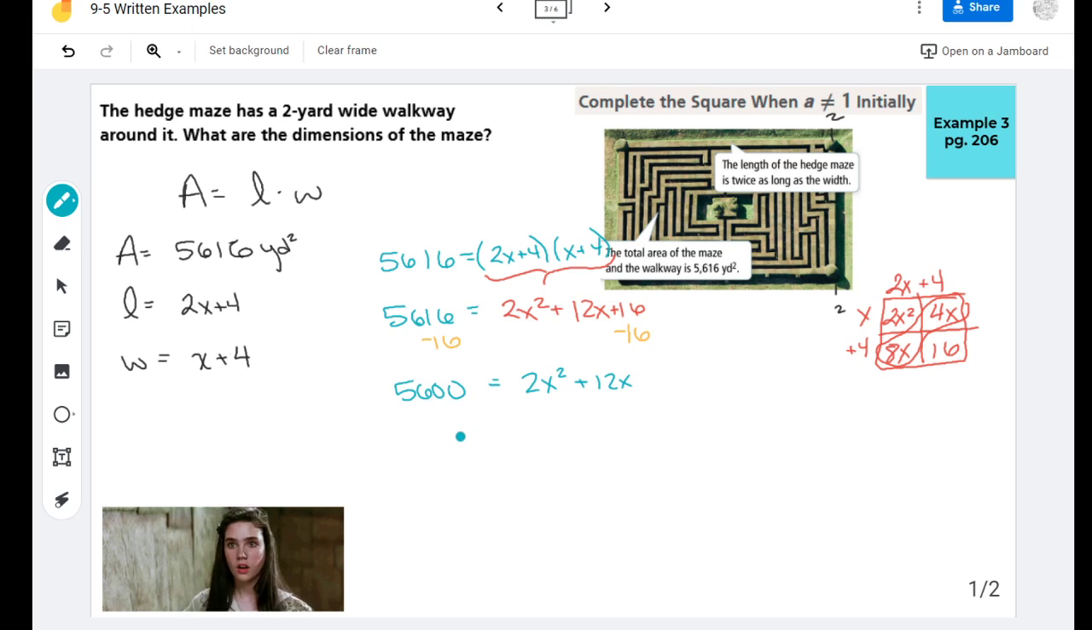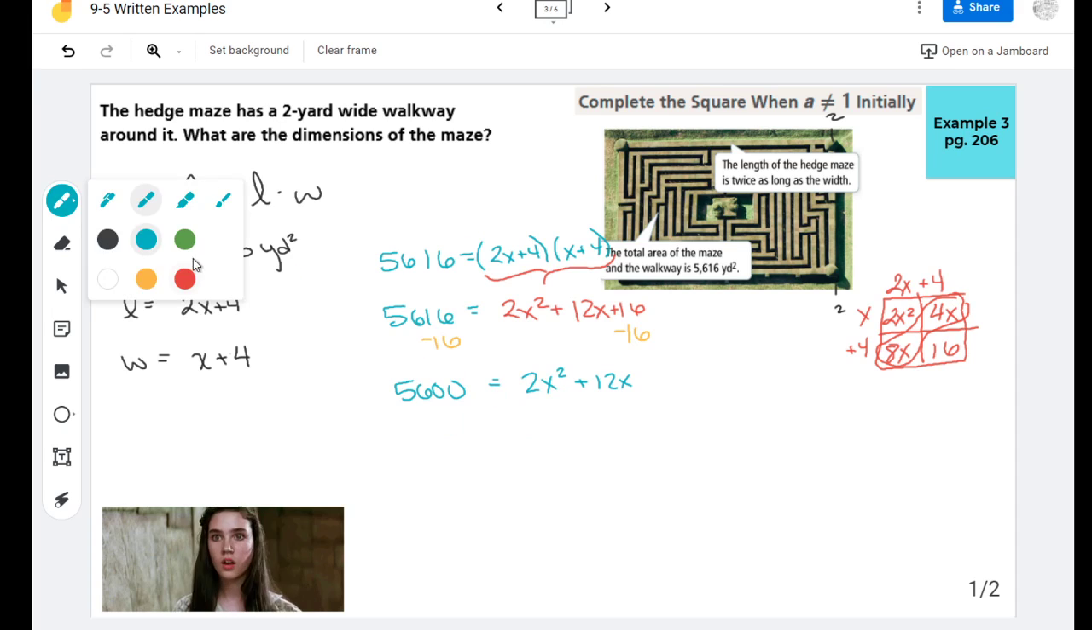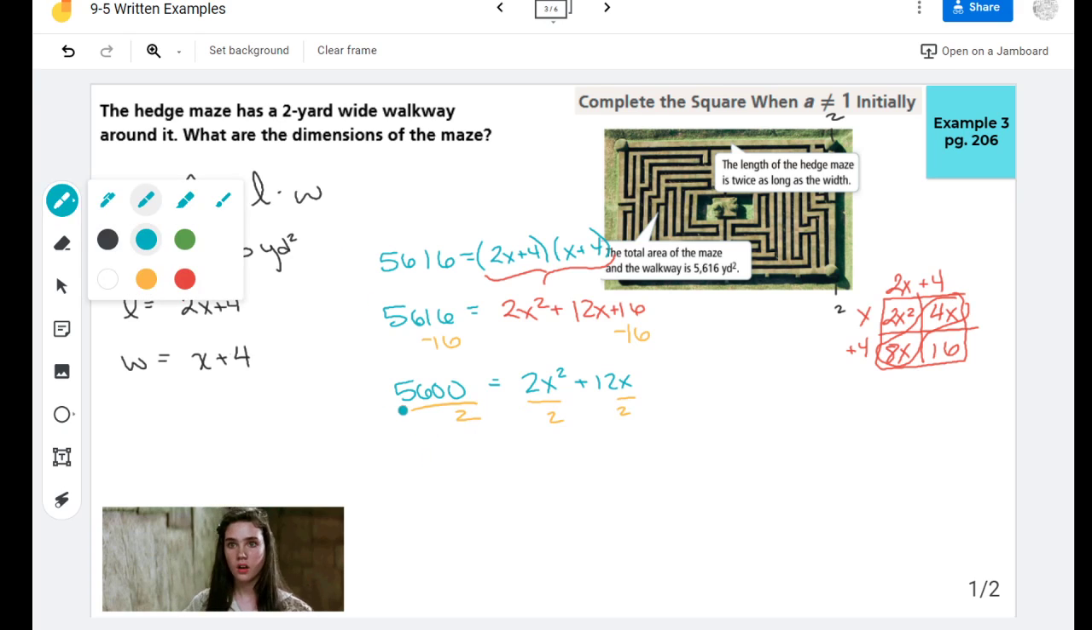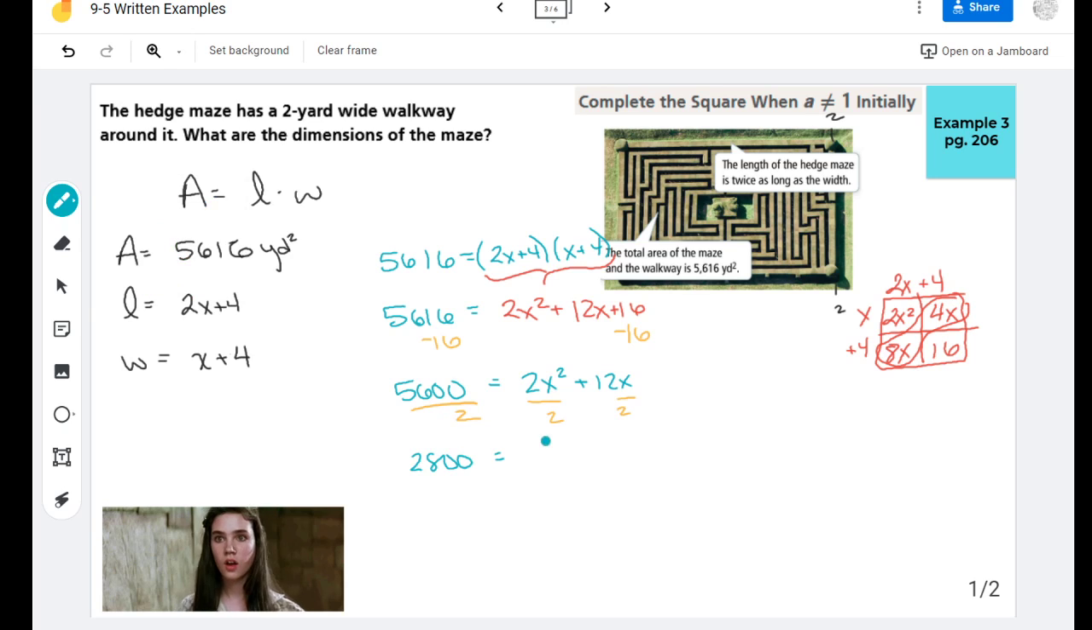Now, we've only learned how to complete the square when it's 1x squared. So instead of freaking out about it, let's just divide everything by 2, and then we'll have the expression that we need. So 5600 divided by 2 is 2800. Alright, and then I have x squared plus 6x.